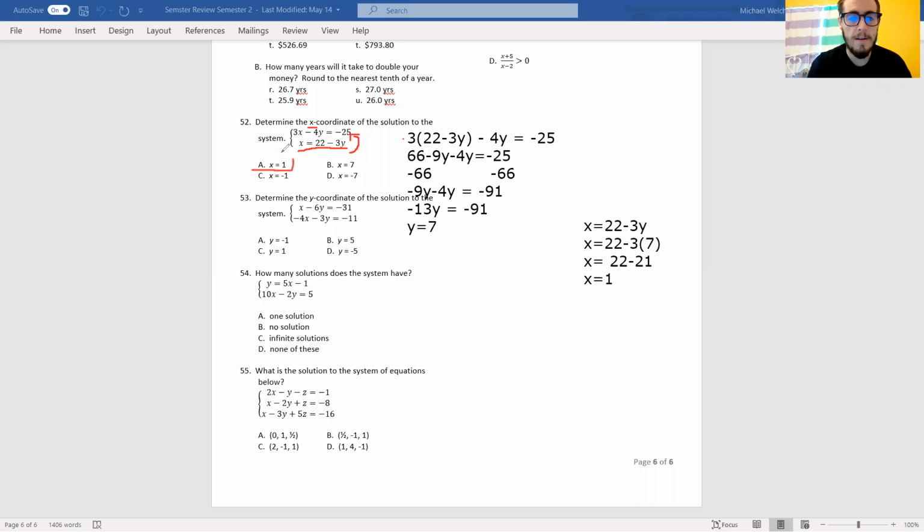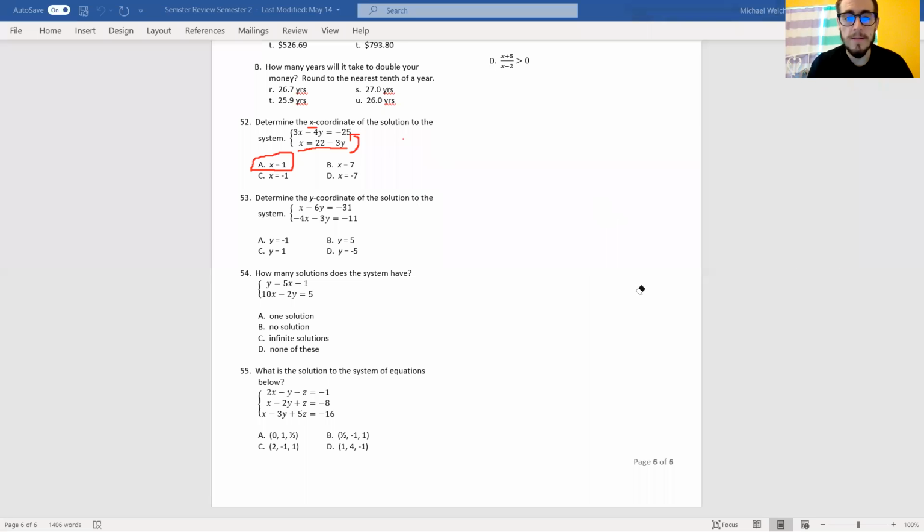That right there is just an example of substitution. That is when we have one of the variables solved. In this case, we had x equals, so we just substitute that in for x. You can already see for number 53 that we don't have that. For number 53, we have this kind of muddled mess. So I'm going to erase this and write out my system again in text: x minus 6y equals negative 31, and negative 4x minus 3y equals negative 11.